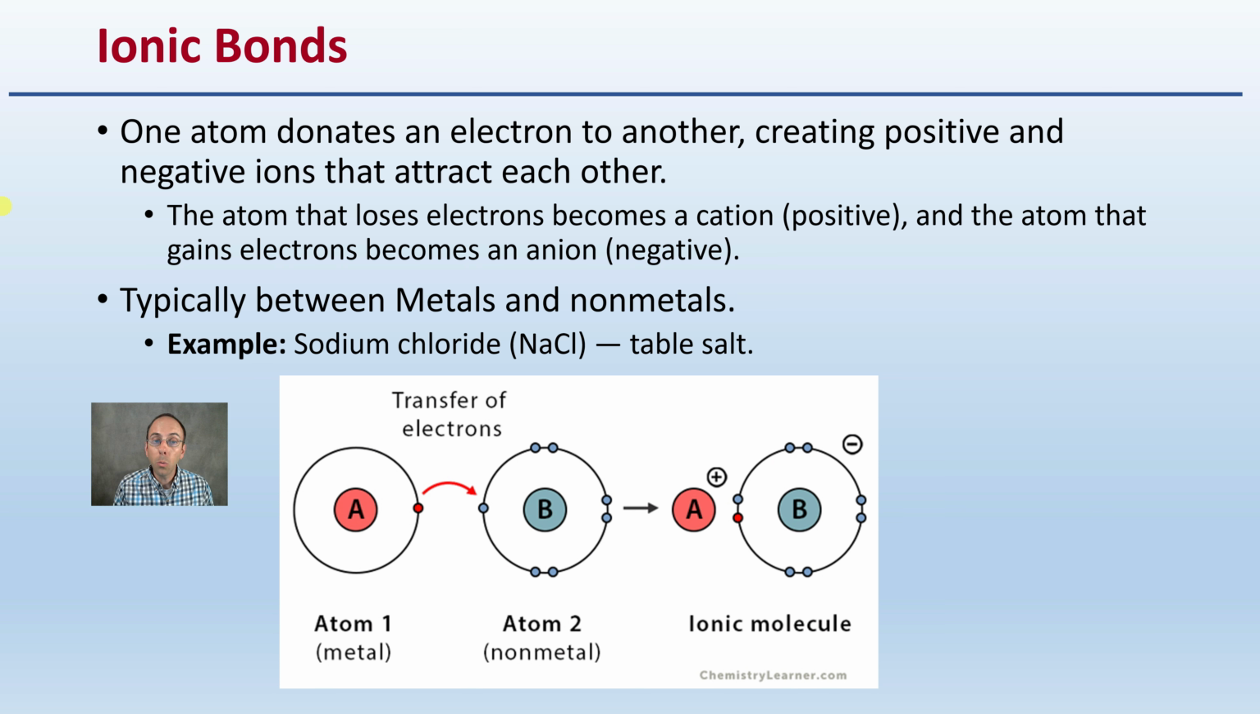This is typically between a metal and a non-metal, and we see that with sodium chloride, NaCl, which is table salt that you may be more familiar with. So here we see a transfer of an electron forming this positive and negative charge, and those opposites attracting one another is forming this ionic bond.